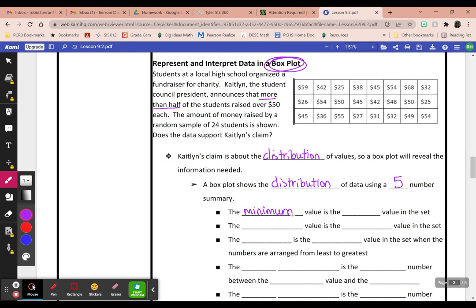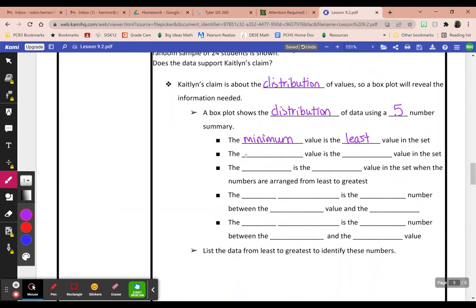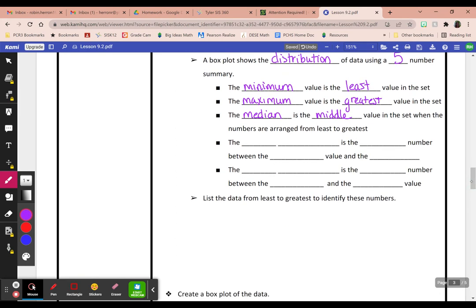Well, this should be pretty easy. The minimum value is the least or the smallest value in the set, right? Then next would be the maximum value, and the maximum value would obviously be the greatest value in the set. Okay, then we have the median. You guys have all heard these words before for several years. The median is in the middle, right? We just talked about these in the last one. Okay, and then these last 2 are ones you probably haven't talked about for a while.